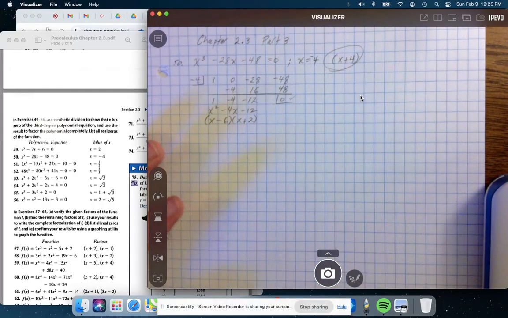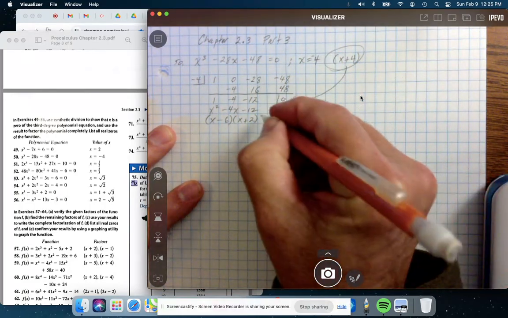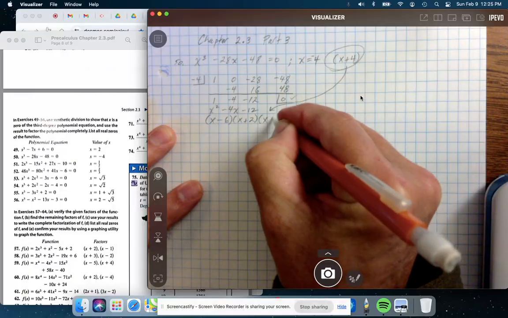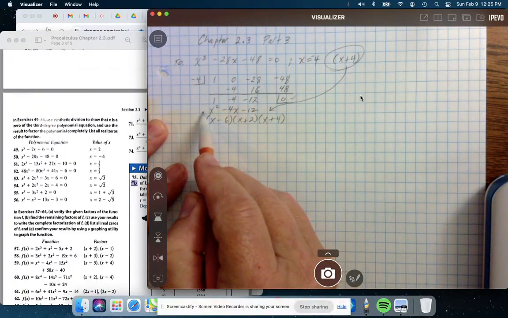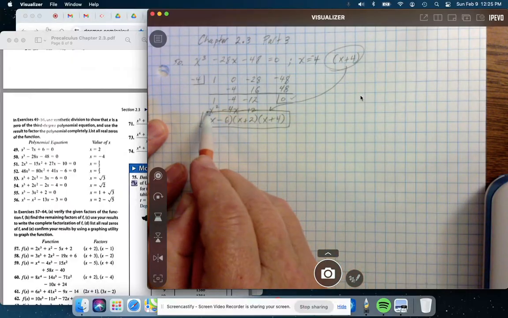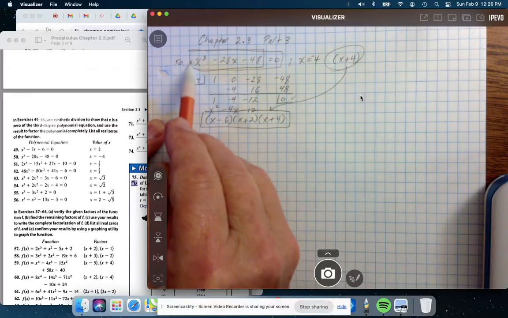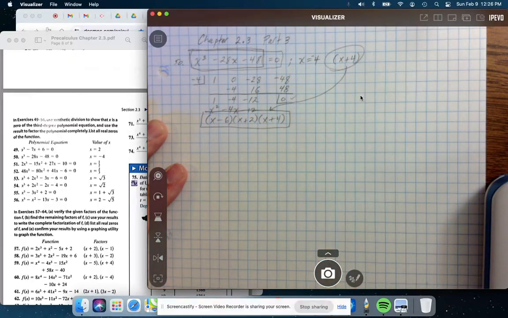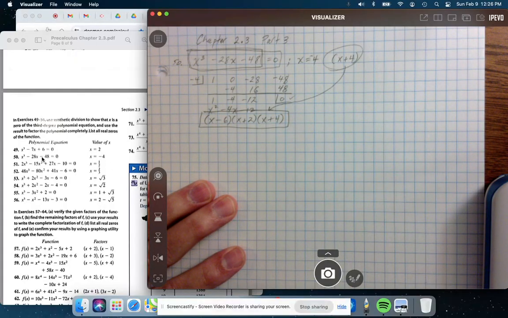So now I've got the complete factorization. I'll just bring this down with these, and this one, x plus 4. Now I've completely factored this polynomial. That's it. So let's try another one. Oh, I haven't finished. Factor completely, and then it says list all real zeros.